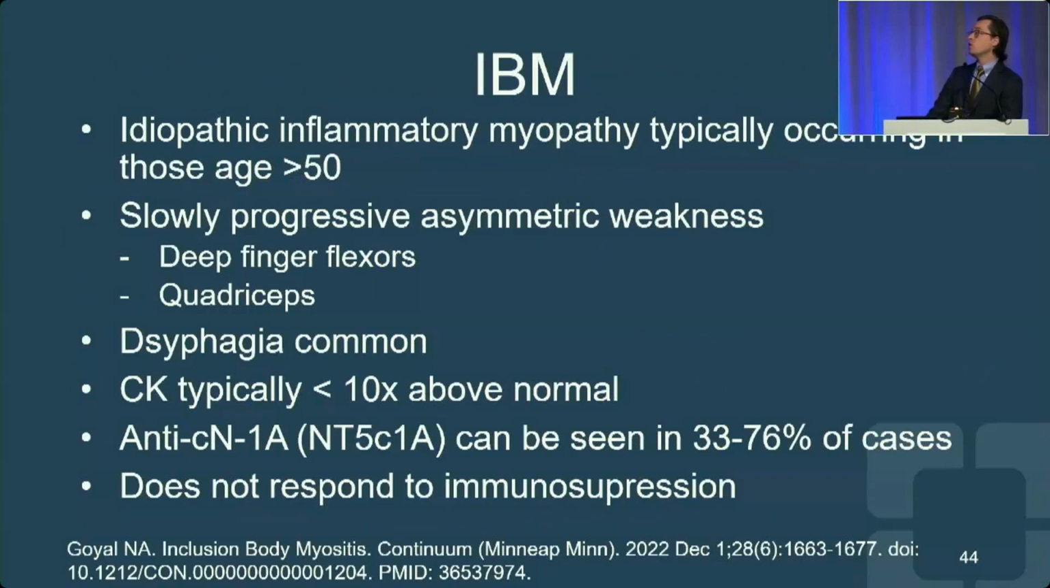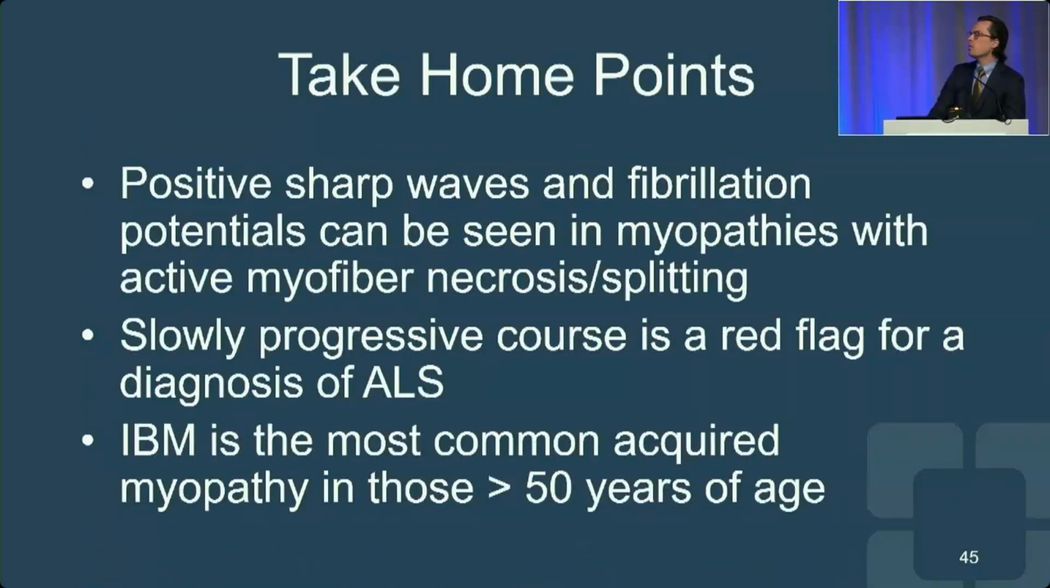It's an idiopathic inflammatory myopathy. It's seen almost exclusively in people who are older than 50, and it's the most common acquired myopathy in someone over the age of 50. It usually is slowly progressive and classically asymmetric. If you see someone, especially with deep finger flexion weakness and quad weakness, this is definitely something you want to have on your radar. Dysphagia is common. Their CK is often elevated, but usually minimally so, and can sometimes even be normal. So if you see someone with a CK of like 20,000, probably not IBM. You can see these specific antibodies in somewhere between a half to two-thirds of cases, and they typically don't respond to immunosuppression either.